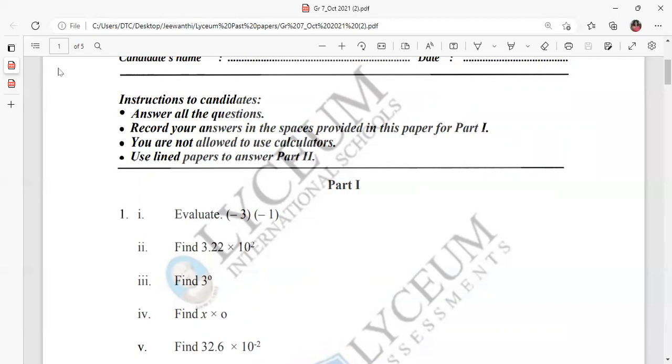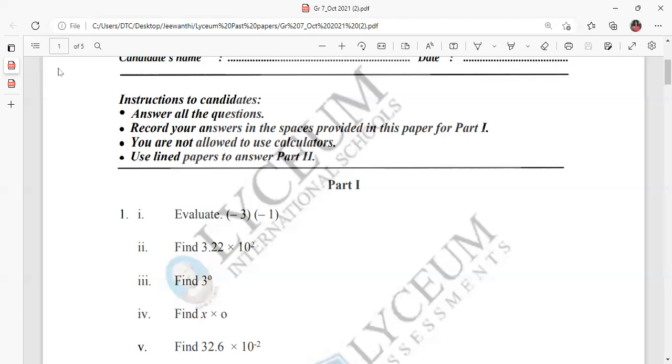Line papers, children, in the exam hall, you will get extra writing papers from your teachers. These line papers you want to use to write the answers for part 2. But I want to mention a very important fact here. Let's say you are writing answers for part 1, and you feel that the spaces they have given are not enough for me. So I want to write the answers nicely with more space. Therefore, I am going to write the answers on the line papers.